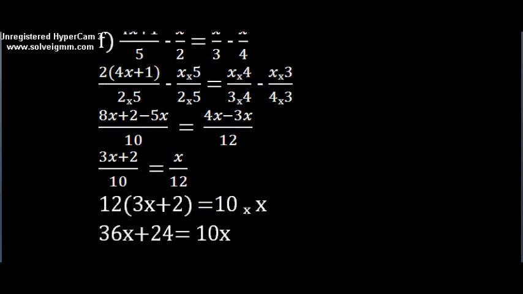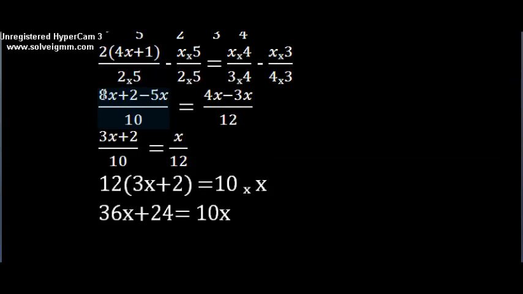Now after simplification, 8x minus 5x equals 3x, and plus 2 over 10 equals x over 12. Now we have a single denominator on both sides. Now you can cross multiply. You will multiply 12 with 3x plus 2, and you will multiply 10 with x. Then it will become 12 into 3 is 36x, 12 into 2 is 24, and 10 into x is 10x.